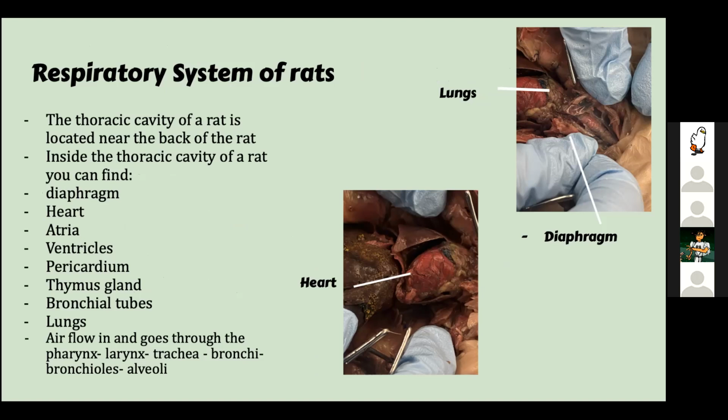In the respiratory system of rats, the thoracic cavity of a rat is located near the back of the rat. Inside the thoracic cavity of a rat, you can find a diaphragm, a heart, atria, ventricles, pericardium, thymus gland, bronchial tubes, and lungs. Air flows in and goes through the pharynx, larynx, trachea, bronchi, bronchioles, and alveoli. As we can see from the images on the slide, we have the lungs, diaphragm, and also the heart.